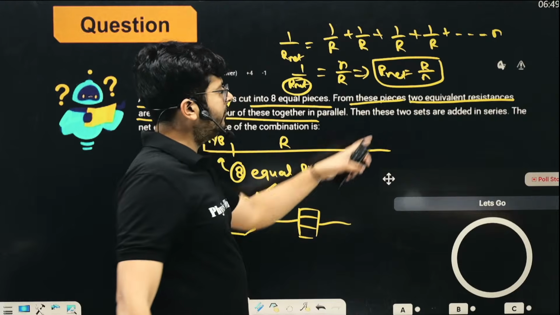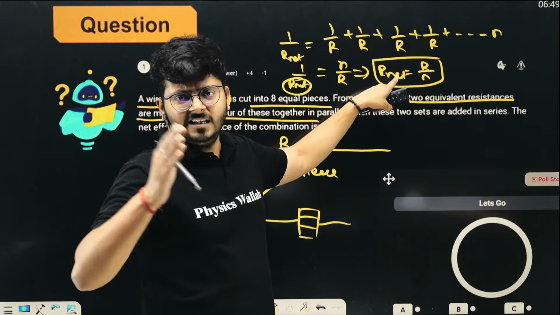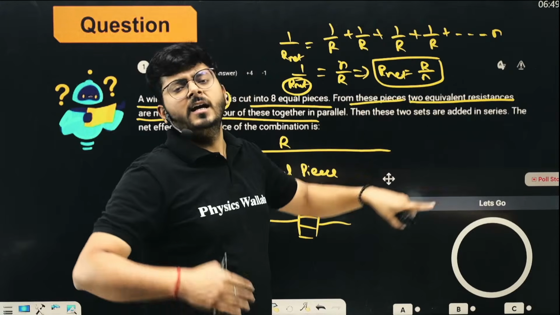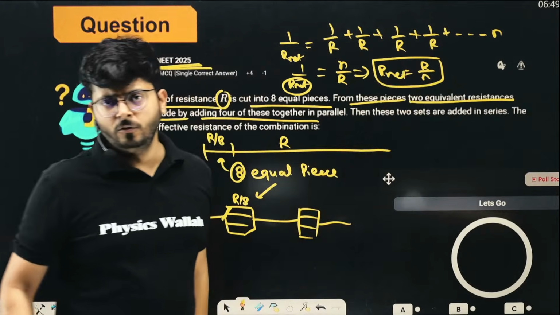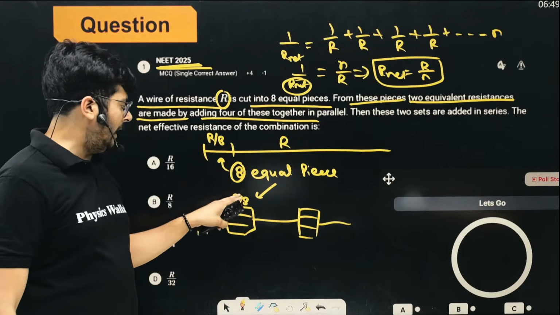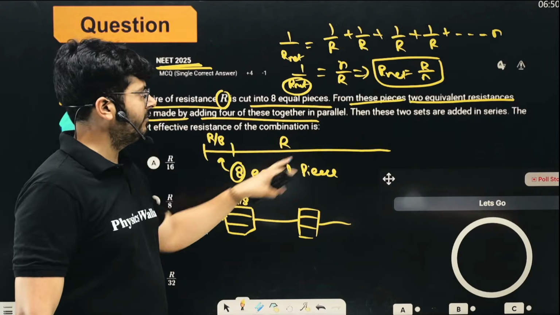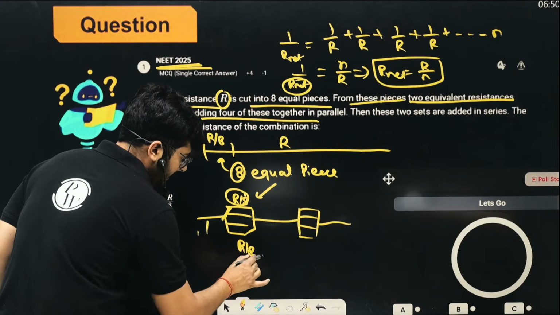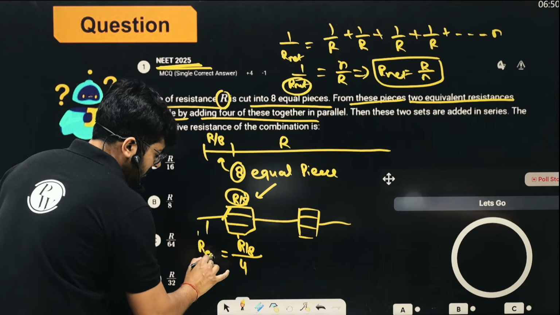So clearly, if 2 resistances are added in parallel, the net resistance will be R upon 2. If 3 resistances each having the value R are added in parallel, the net resistance will be R upon 3. If 4 resistances each having the value R are added in parallel, the net resistance will be R upon 4, just like that, right? So here we have 4 resistances each having the value R by 8. They are added in parallel. The net resistance of this combination will be R upon n. So for one part, the resistance is R upon 8, and there are 4 such parts, so that will be the net resistance of this portion, right?